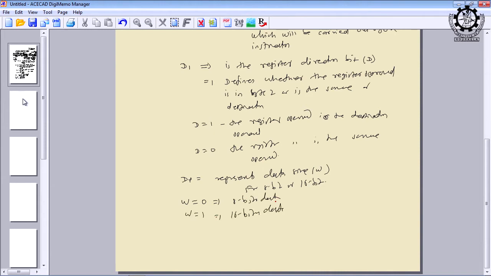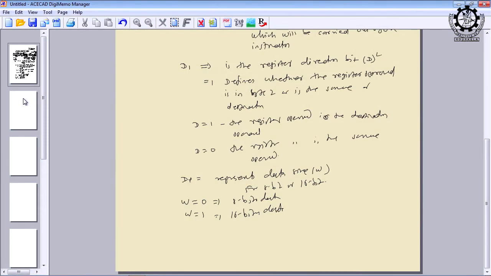So, let us first discuss the first byte. In the first byte, you can see bit positions D2 to D7. This will specify the operation to be performed, the opcode. And the D1 bit is for D. D stands for direction bit, right. This defines whether the register operand in byte 2 is the source or destination. But how to identify whether it is a source register or destination register? That we can find out from this. D equal to 1, the register operand is the destination operand, and D equal to 0 means the register operand is the source operand, and you know what is the source and destination.